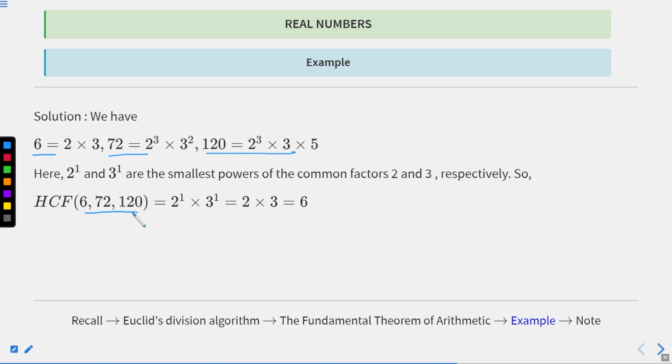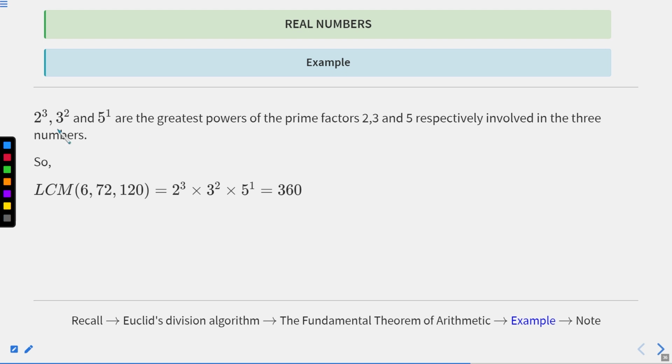Now here 2 to the power 3, 3 to the power 2 and 5 to the power 1 are the greatest powers of the prime factors 2, 3 and 5 respectively, involved in the three numbers. So the LCM of 6, 72, 120 is equal to 2 to the power 3 into 3 to the power 2 into 5 to the power 1, and this is equal to 360.